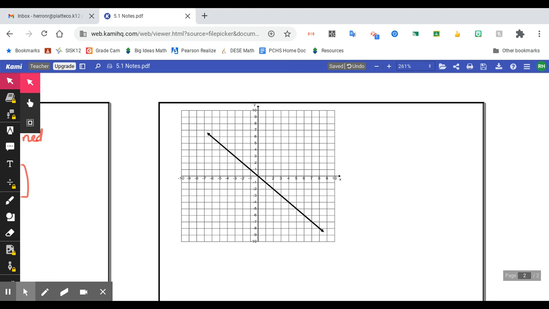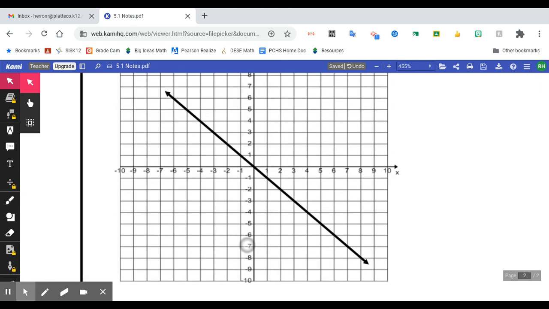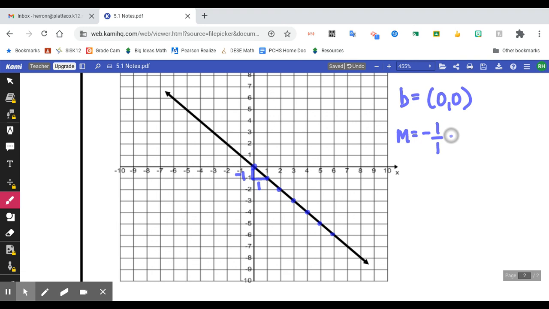Okay, we have 2 more. So this one, if we have y-intercept crosses at the origin, so my b value is (0, 0). Be thinking about what that means. And then it appears I can put a point at every single corner. So it doesn't matter which one, as long as you simplify. So if I'm going to go down 1 and right 1, down is a negative. So my slope is negative 1 over 1, which equals negative 1.